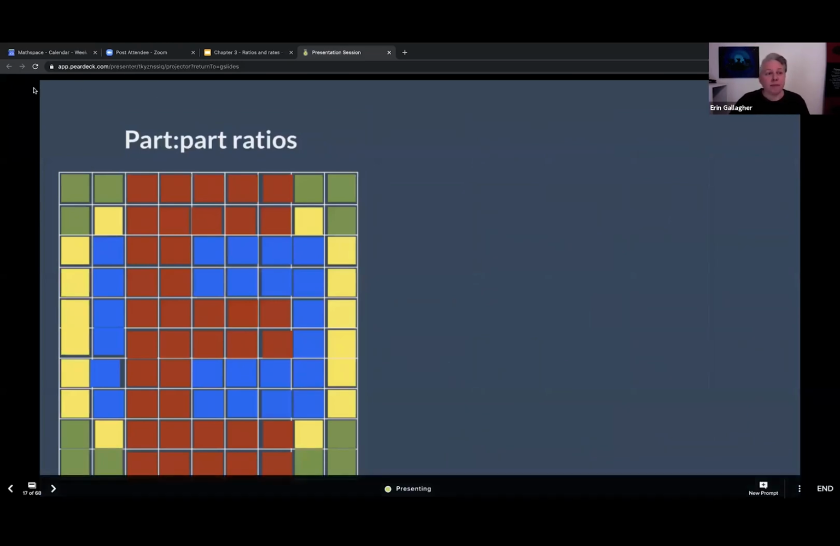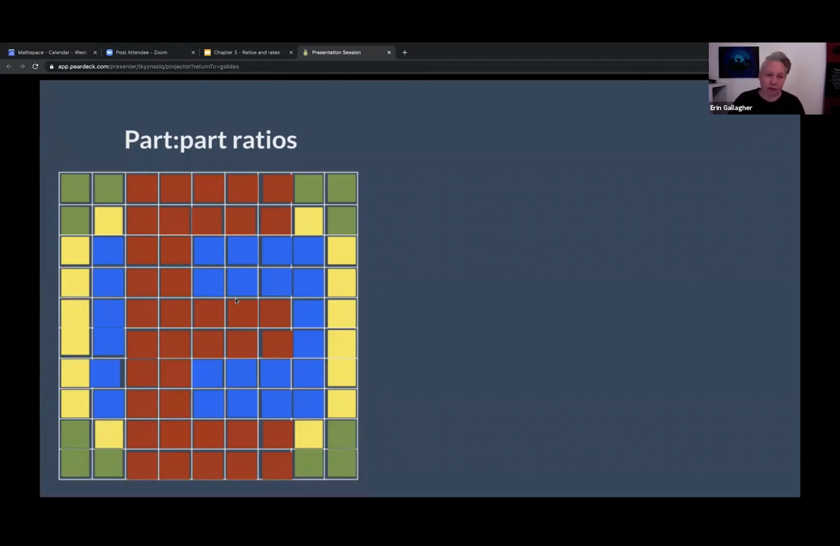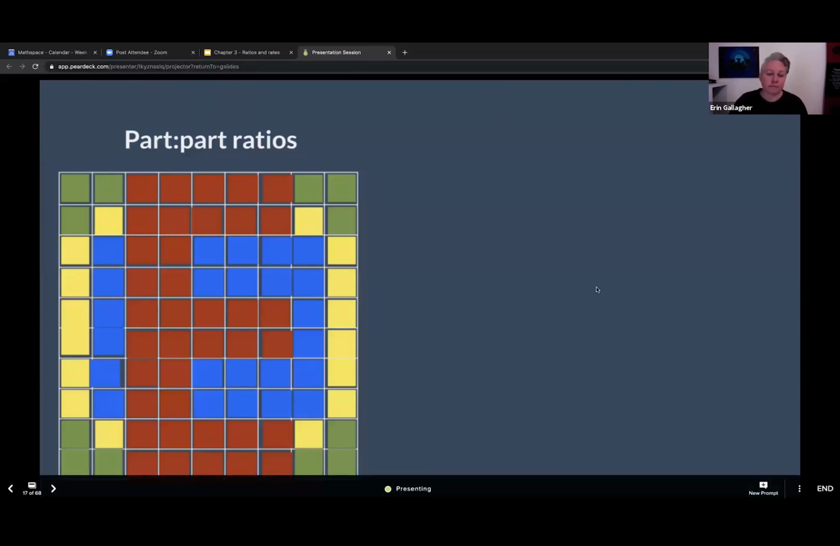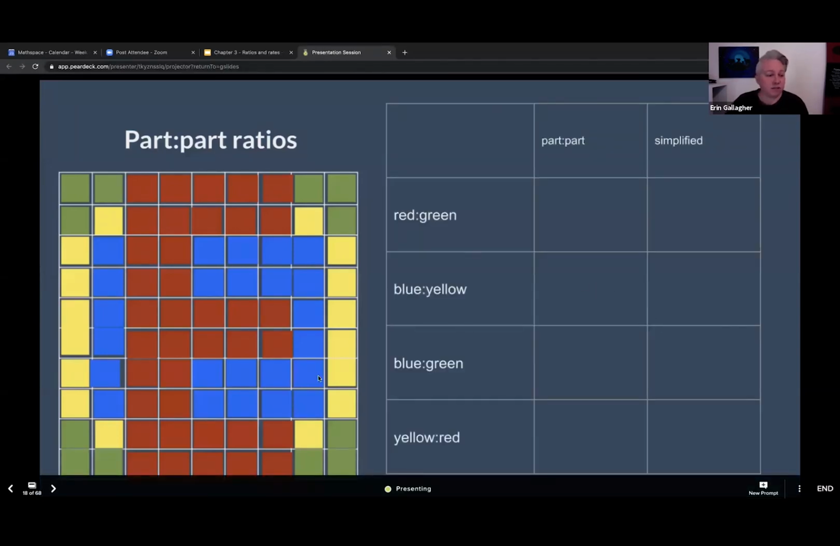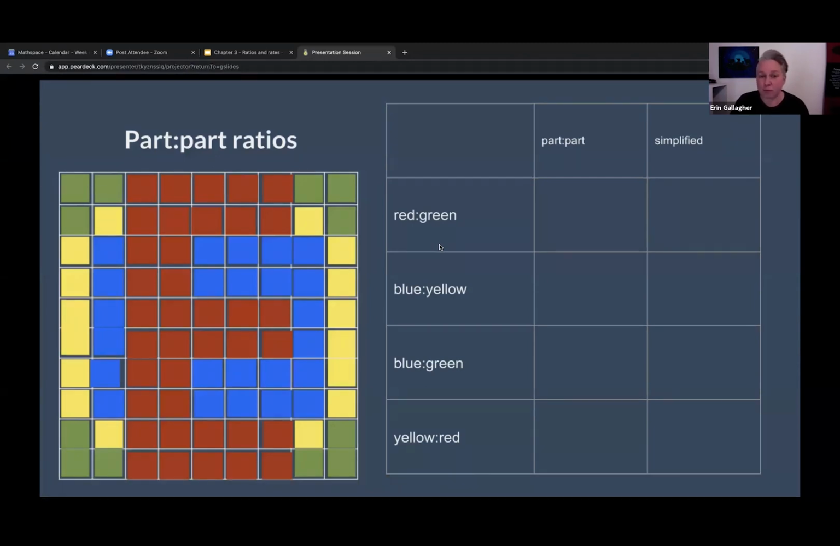Excuse me. The next one is our part-part ratio. This is where we compare two of the things that are in this together. So we're going to compare two different colours rather than just saying how much red there is. There are lots of different types of parts that we could compare. I've just put a few on the screen here. Let's compare red to green, or blue to yellow, or blue to green, or yellow to red. I just want you to pick one of these and think about how we might write this as a ratio. So the first step is, you just need to know how many of each part there was.